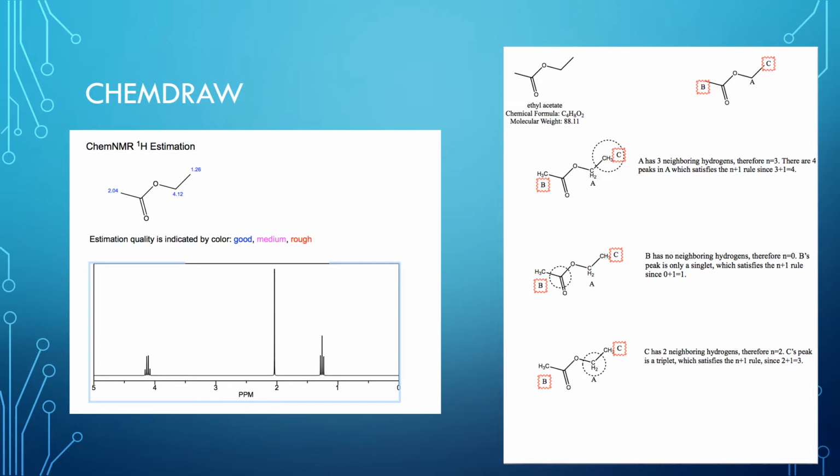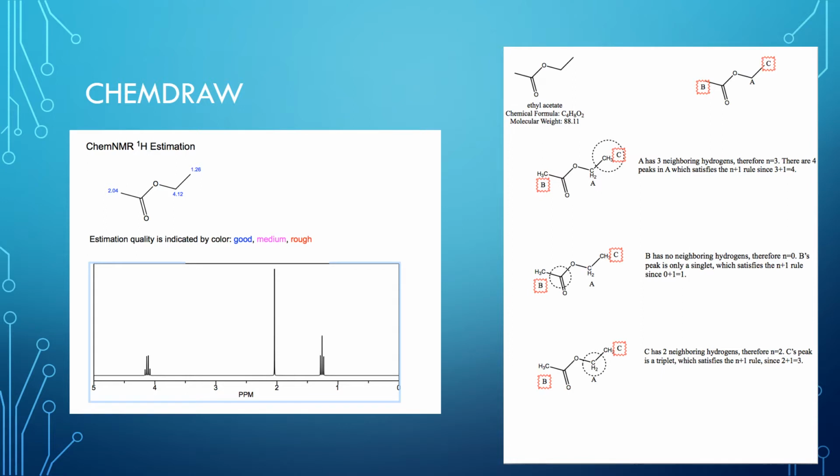The signal of 4.4, as seen in our simulated NMR, is labeled on the molecule as A. A has 3 neighboring hydrogens, which is why its signal has 4 peaks, agreeing with the n+1 rule. This is consistent for the B and C signals as well.